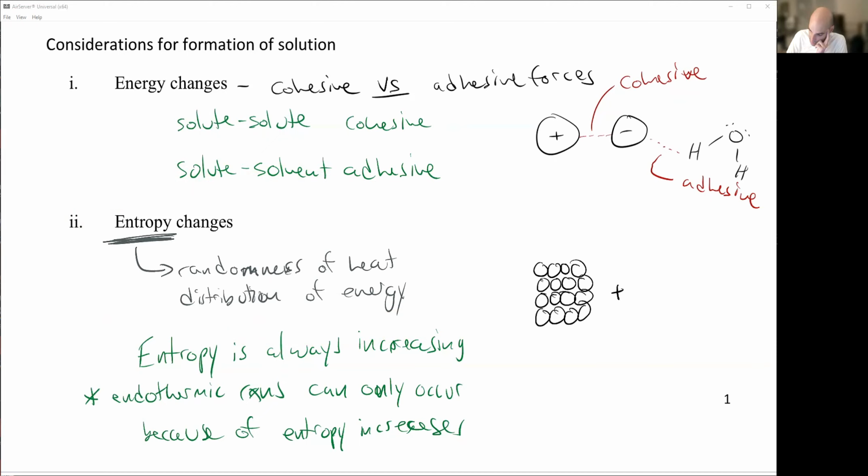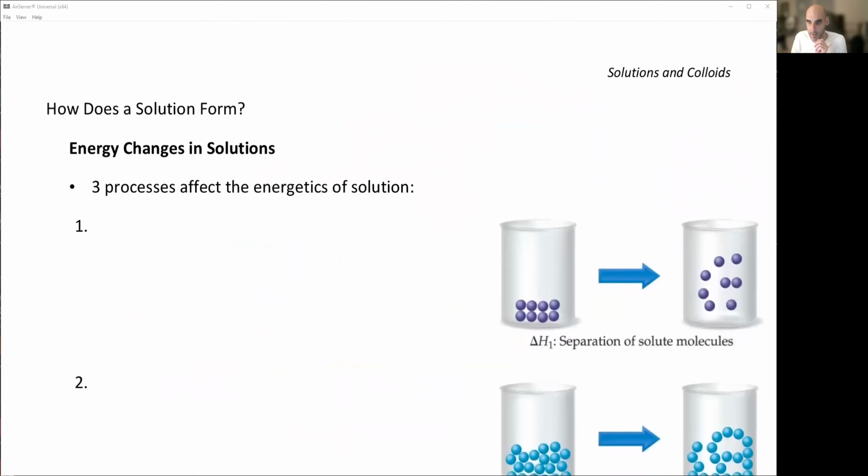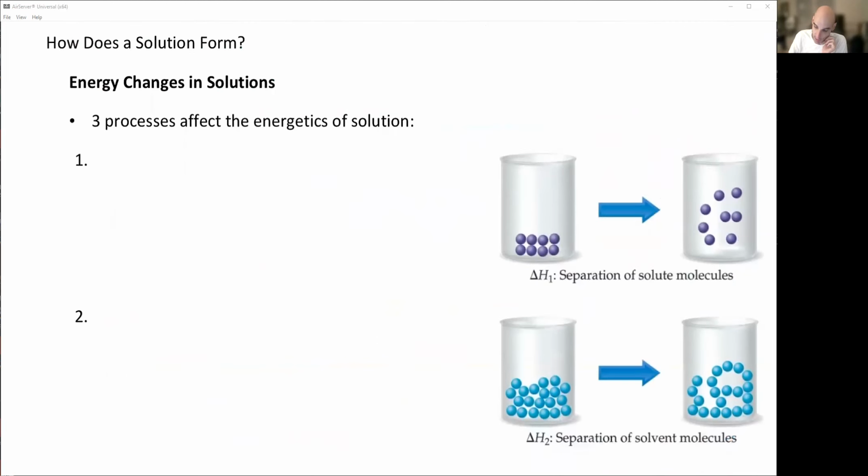So this, plus, let's say, a beaker of water, versus that beaker of water with a bunch of ions in it. Nature is going to prefer the situation where we have a bunch of well-dispersed energy. So it's a little bit of a hard concept to understand. So let's talk about how a solution actually forms in terms of the energetics of it, which is a little bit strange to consider, but here we go.